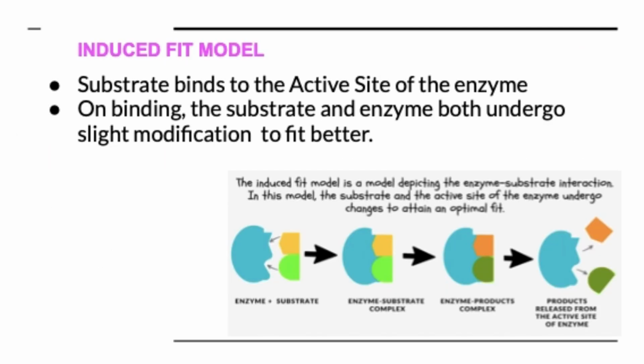The induced fit model. In an enzyme controlled reaction, the substance which is present at the beginning of the reaction is called the substrate. The substrate binds to the active site of the enzyme, and the substance which is made by the reaction is called the product. An amylase molecule has a dent in it called the active site. This has a shape that is complementary to the shape of part of a starch molecule. On binding, the substrate and enzyme both undergo slight modification to fit better, because it has to be perfect.